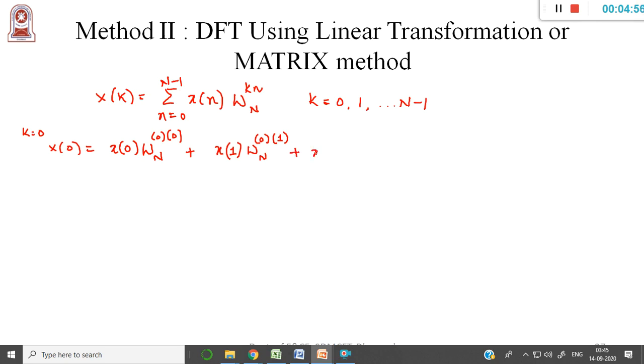Similarly, the next term is x of 2 W_N, right? The capital K value is still 0 and n value is 2, and this continues. Fine. So what will be the last value? That is nothing but x of N minus 1 W_N, where the k value is still 0, but the last small n value is N minus 1, right?